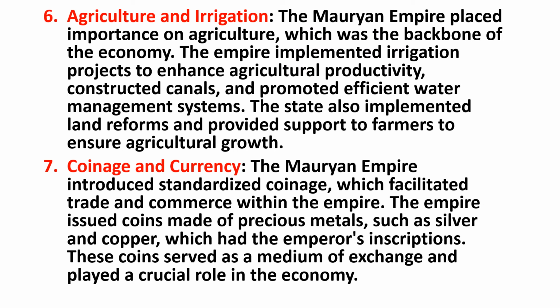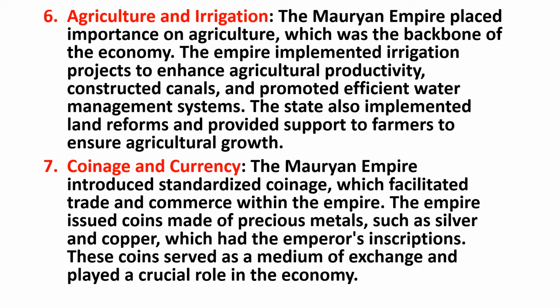Sixth one, agriculture and irrigation. The Mauryan Empire placed importance on agriculture, which was the backbone of the economy. The empire implemented irrigation projects to enhance agricultural productivity, constructed canals, and promoted efficient water management systems. The state also implemented land reforms and provided support to farmers to ensure agricultural growth.